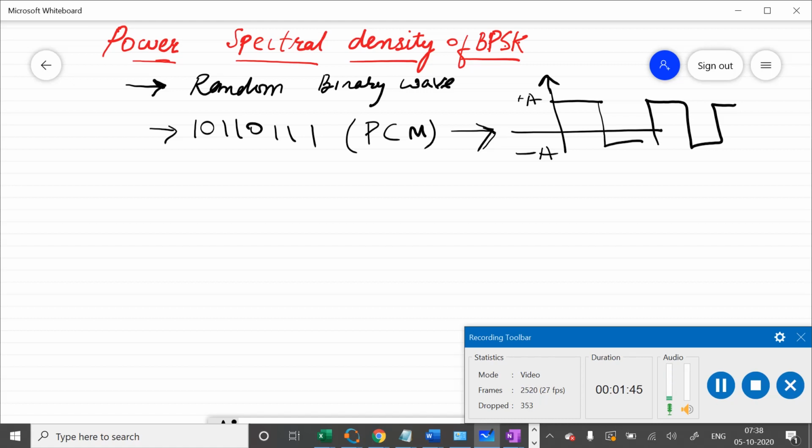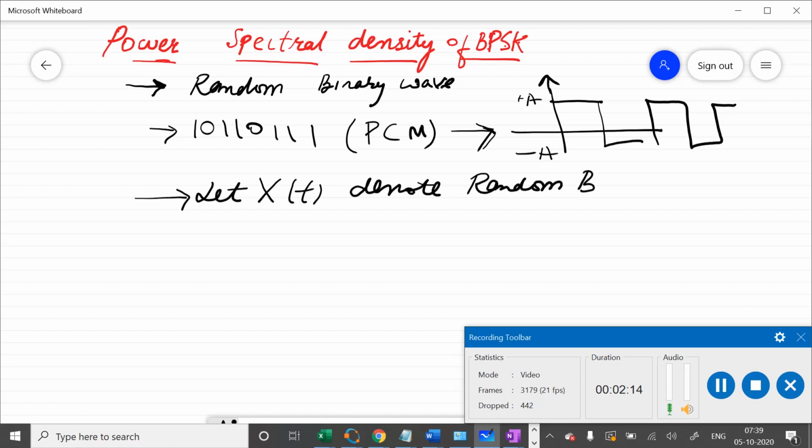Now if you look at the binary source, you can look at it as zeros and ones coming randomly from the source. Let x of t denote this random binary wave. Now let me plot one of the realizations of this wave.